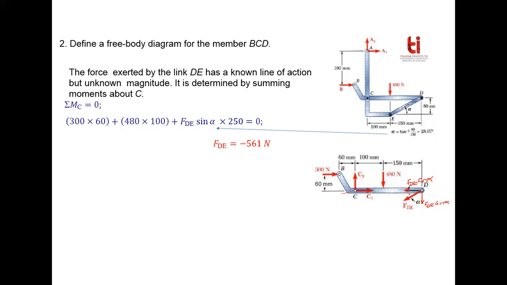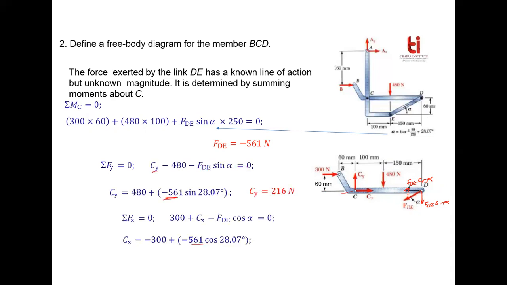So the direction that you have assigned on the FBD is not logically correct. The correct direction will be opposite to the direction shown on the FBD. Fine. Now apply vertical force balance and horizontal force balance, and it will give you the CX and CY reactions. So CY will be equal to 26216 Newton and CX will be minus 795 Newton.